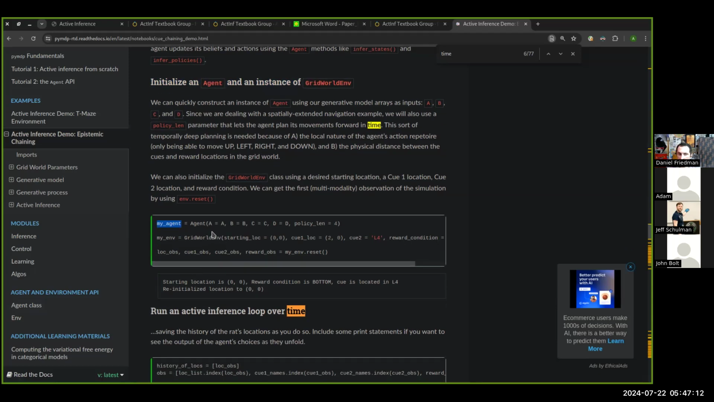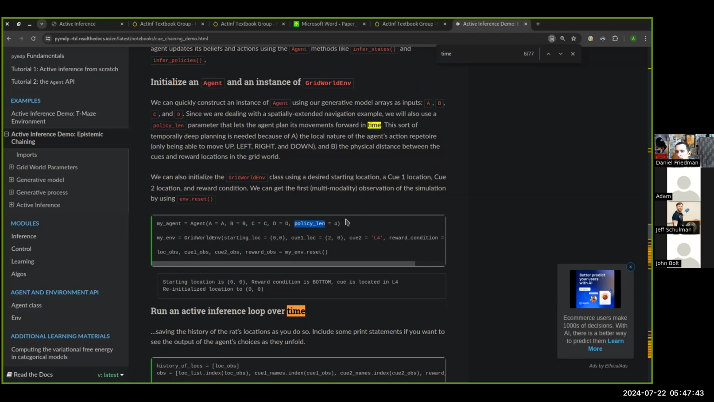My agent is specified, and here the arguments it's taking look a little bit redundant, but that gives you a degree of freedom in specifying the agent. So you could say, I want A, and then I want to customize it. This is just a wrapper method that bundles together A, B, C, and D and policy length. That's where the expected free energy is going to come into play, because at each time step, it's going to compute variational free energy, but the policy length is used for the expected free energy.